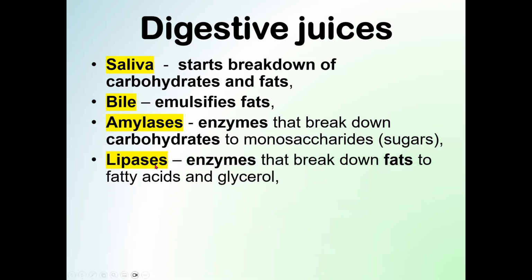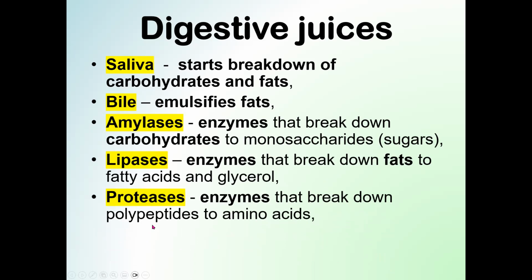Lipases, remember, amylase ends in ASE, lipase, ASE. So they're the more modern words. The bile and saliva and so on are not actually enzymes. These are enzymes, they end in ASE, and they break down fats. And fats are made up of fatty acids and glycerol. And we have so many different sorts of fats depending on what they're doing. A lot of our enzymes, a lot of our hormones are made from fats.